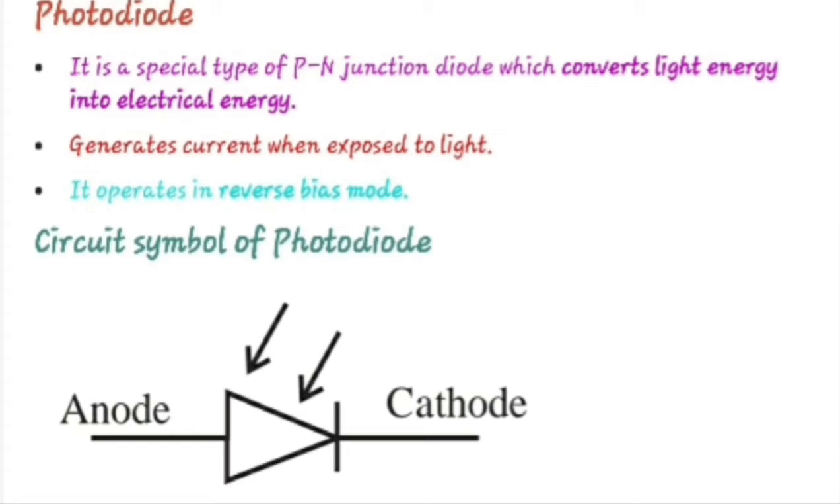In the given diagram we can see the circuit symbol of photodiode. Here anode and cathode are denoted and the symbol of a diode is there, but the difference between the symbol of a diode and a photodiode is that two incoming arrows are shown towards the diode symbol. So this gives the circuit symbol of photodiode.